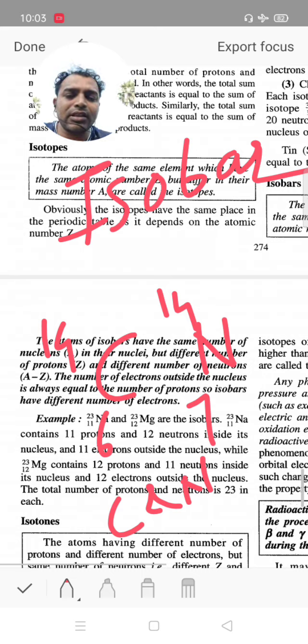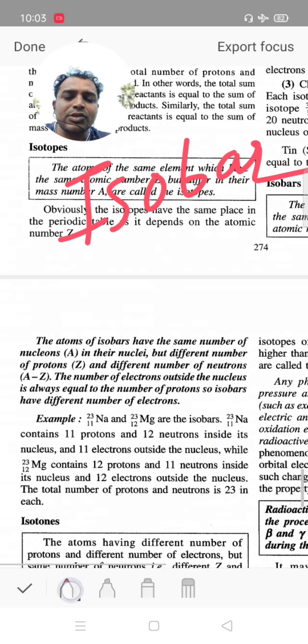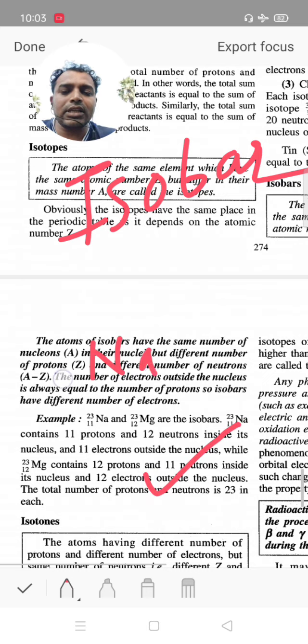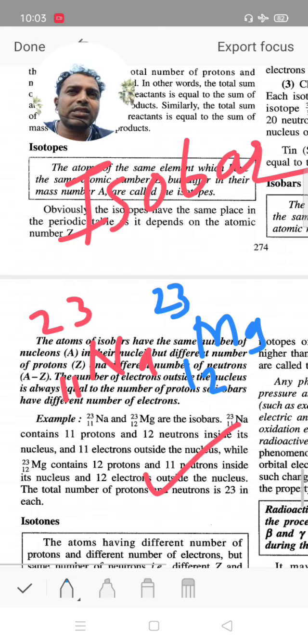Another example, sodium and magnesium. Sodium has atomic number 11 and mass number 23. Magnesium has atomic number 12 and mass number 23. So sodium and magnesium have the same mass number but different atomic numbers, so it is an example of isobar.